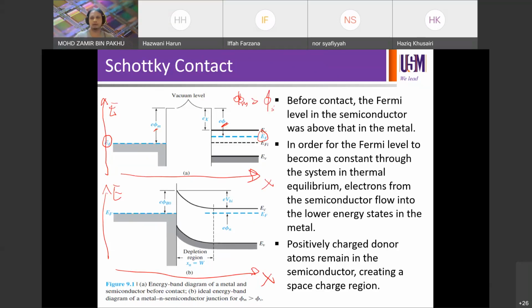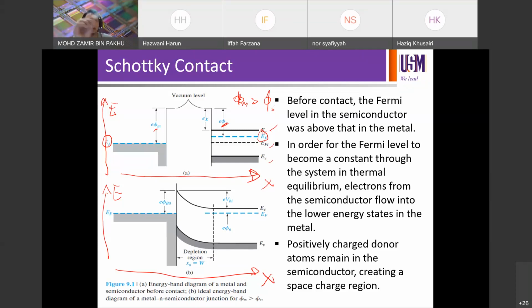Okay. So with respect to vacuum level, E naught, at the top is the vacuum level. The rest is still the same. You still have to draw the Fermi energy for the metal, and then the EC for the semiconductor, EV for the semiconductor, and EI for the semiconductor, the intrinsic level.